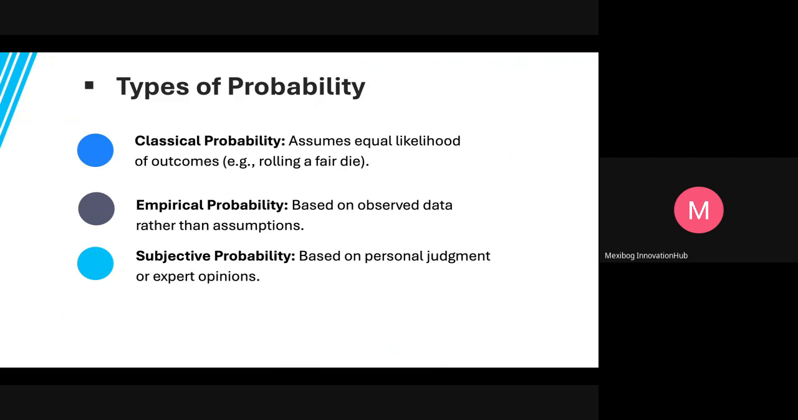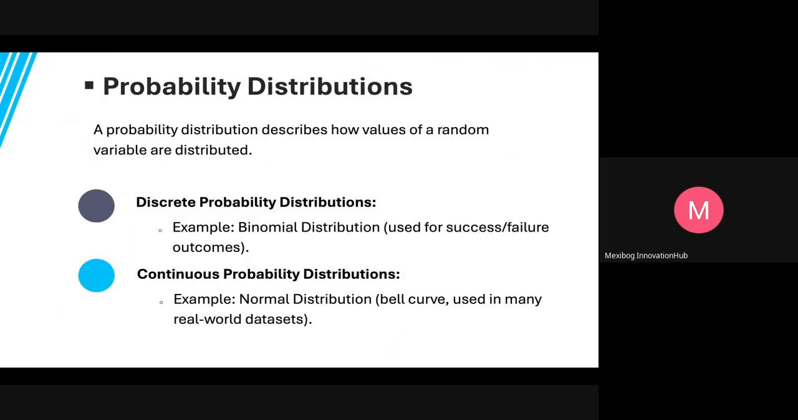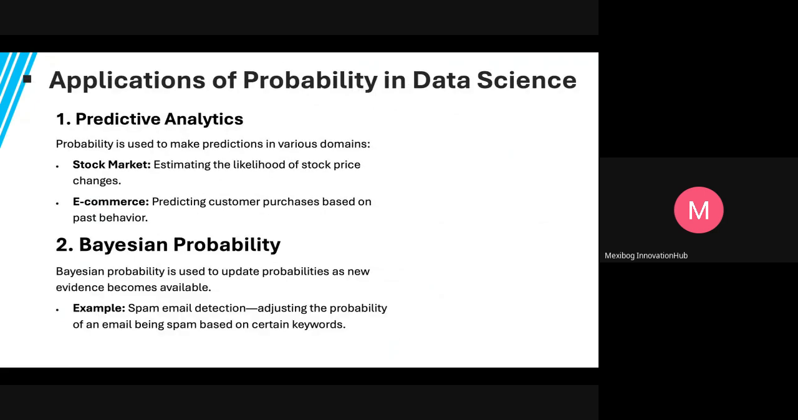Expert opinions based on personal judgments. So, probability distributions. A probability distribution describes how values of a random variable are distributed. We have discrete probability distribution. We have continuous probability distribution. Let's proceed. Applications of probability in data science.